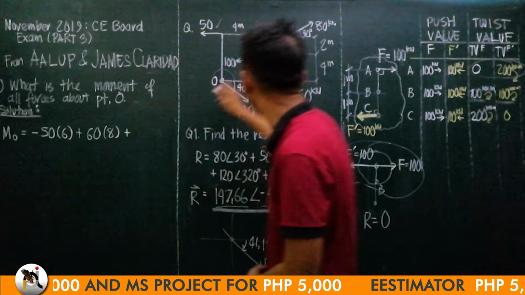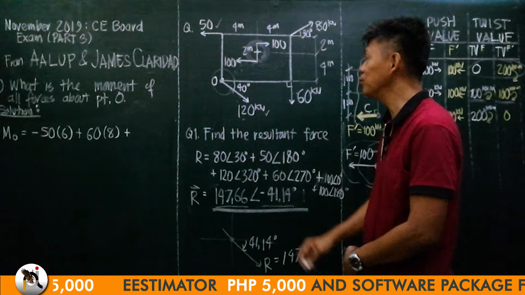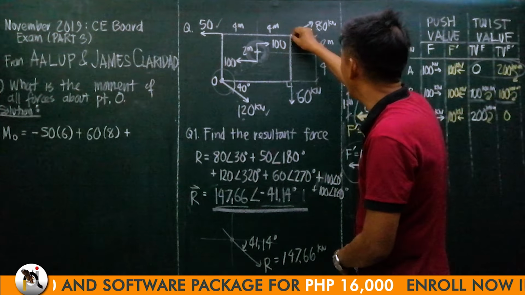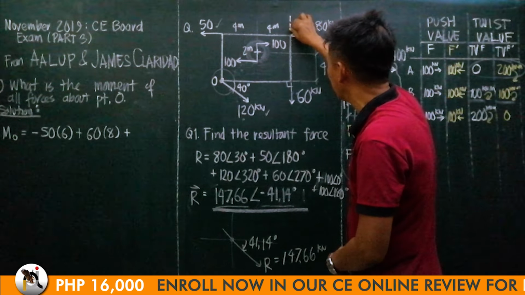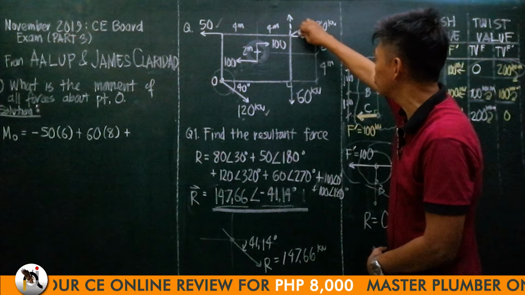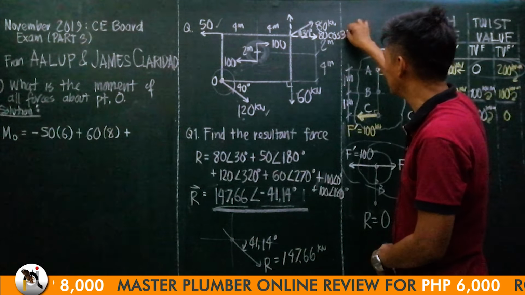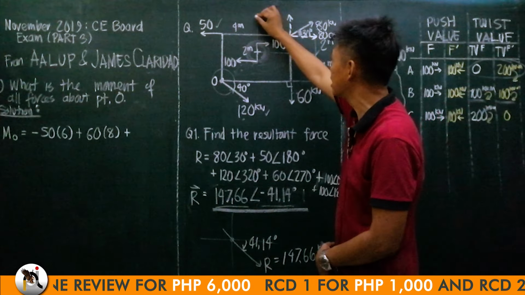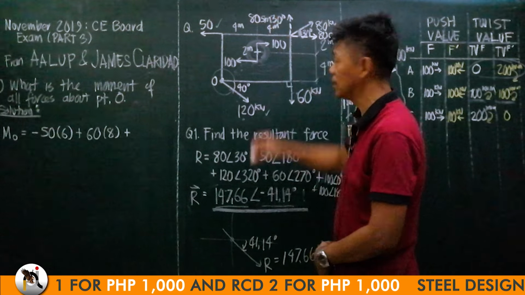Now, our problem is this 80 kilonewtons. It is inclined. So, the solution is split this into two components. One is the horizontal component. The other is the vertical component. This horizontal component is adjacent to 30. So, this must be 80 cosine 30 degrees. This one is not adjacent to 30 degrees. So, this is sine. So, this is 80 sine of 30 degrees.